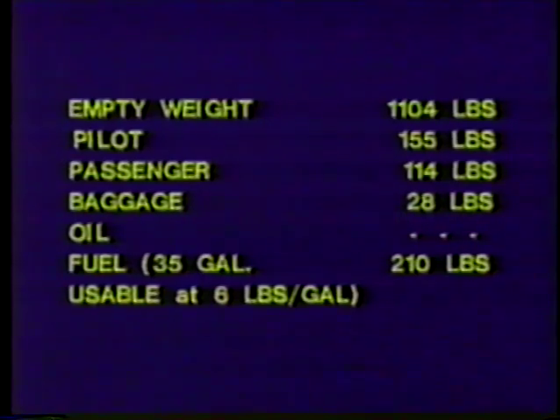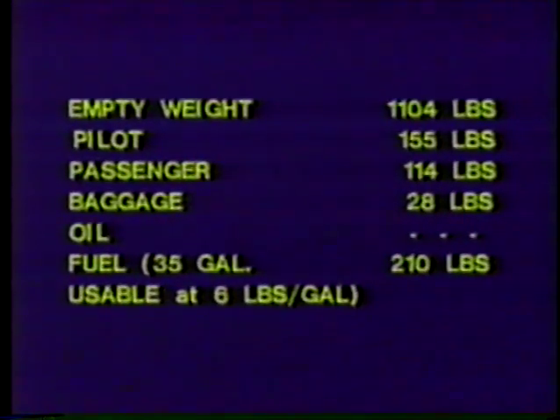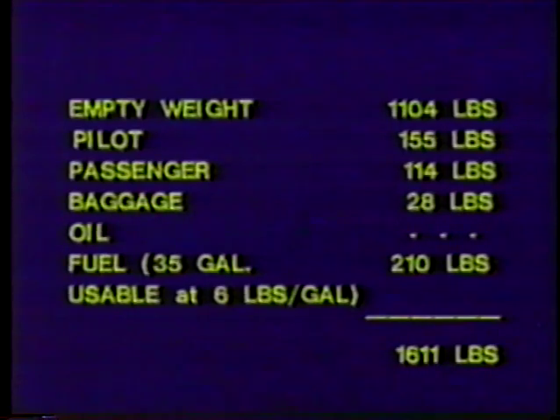Total fuel capacity with long-range tanks is 38 gallons, with 35 usable gallons. Using this data, determine if the airplane is within the maximum certified gross weight limit. List everything you put into the airplane and note the weight. Now, add these weights, and subtract them from the maximum gross weight of 1,600 pounds. As you can see, we're 11 pounds over the max gross weight of the airplane.